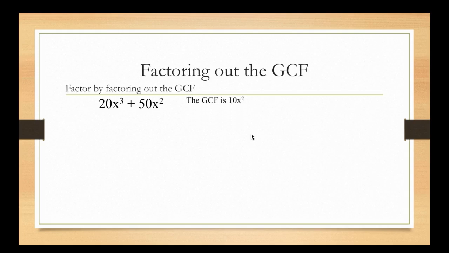The greatest common factor in this case is 10x squared. Looking at the coefficients, this is 10 times 2, and this term is 10 times 5, so 10 is in common. This one is x squared times x, and this is x squared times 1. So my greatest common factor is 10x squared. And then when I factor out a 10x squared, I am left with 2x and 5.